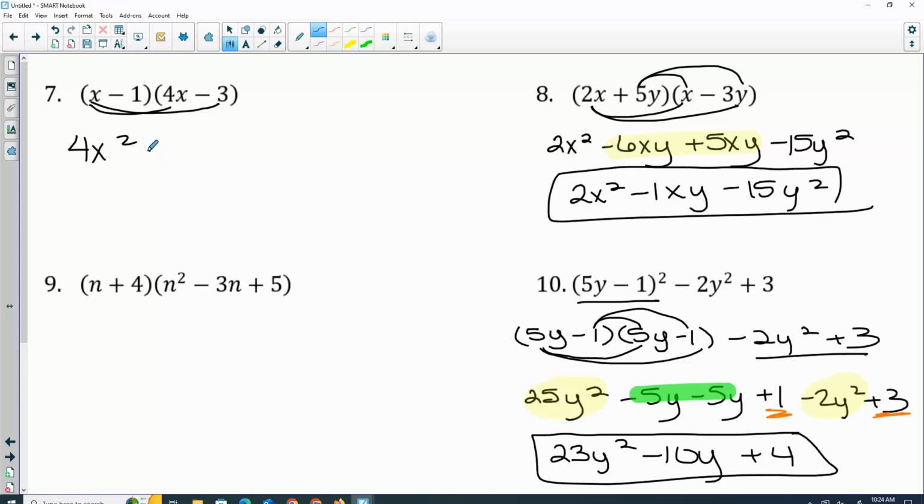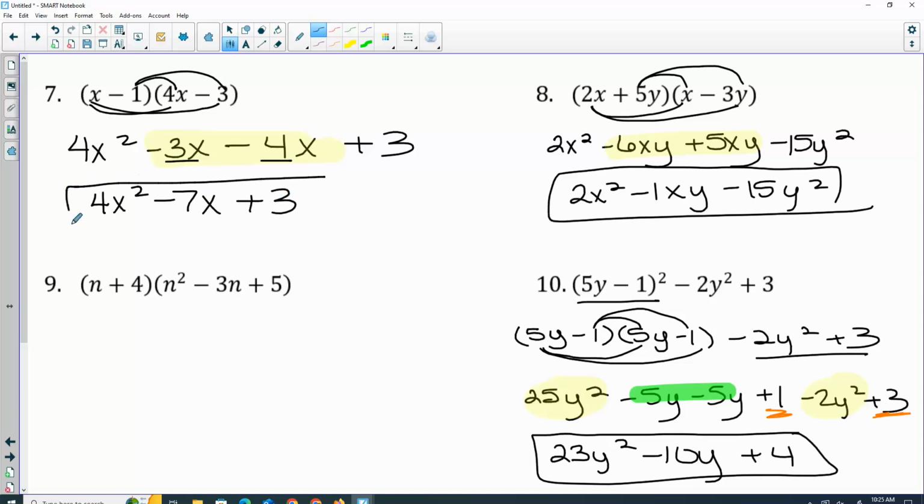Then you clearly haven't paid attention to anything we've done all day. Bailey, what's x times negative 3? Kale, what's negative 1 times 4x? Negative 4x. Kylie, what's negative 1 times negative 3? Alright, like terms, we're looking at these in the middle. So we have a 4x squared. Negative 3 plus negative 4 is negative 7x plus 3.